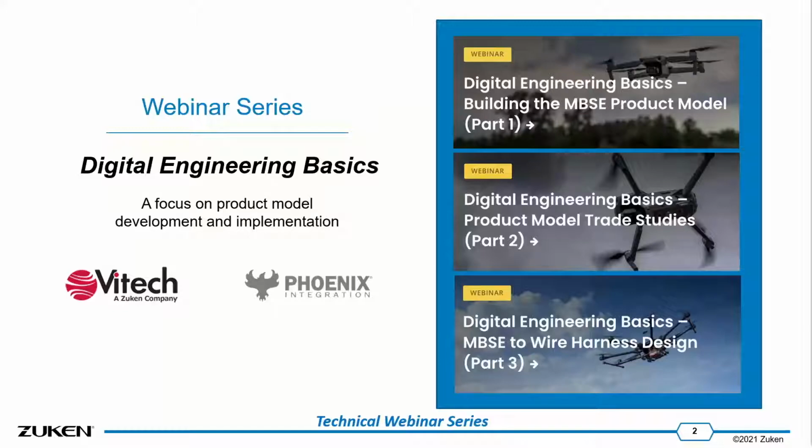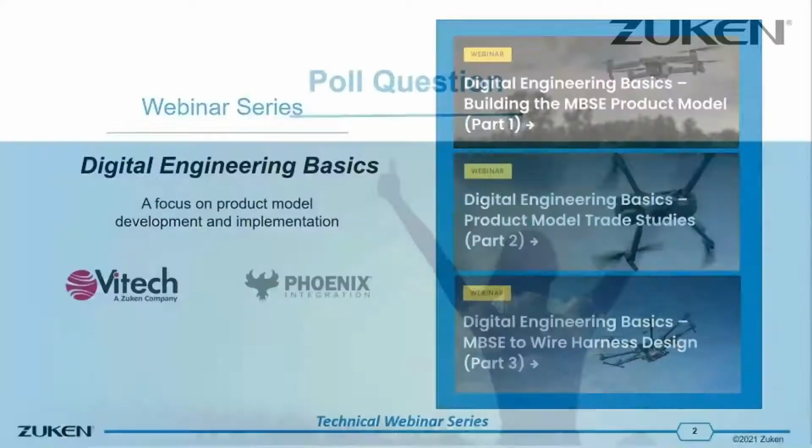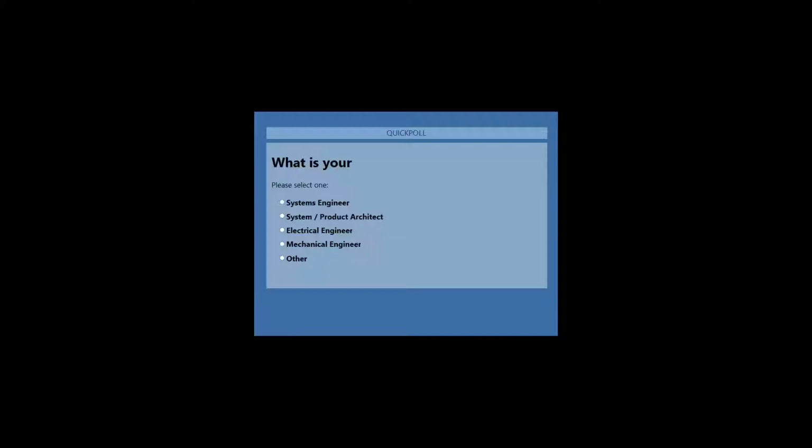And with that, let's move on to a polling question. As I mentioned earlier, it's always great to hear from our audience, and we'd love to hear, what is your current role? Are you a systems engineer, a system or product architect, electrical engineer, a mechanical engineer, other? And if you're an other, if you would just submit that information inside of your question panel, we can share that information as well. Thank you very much for your participation.